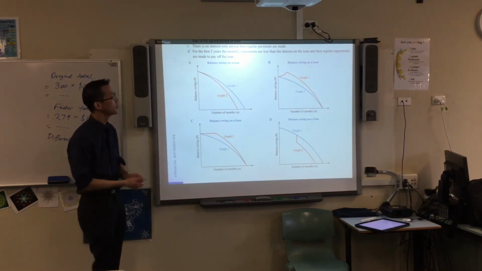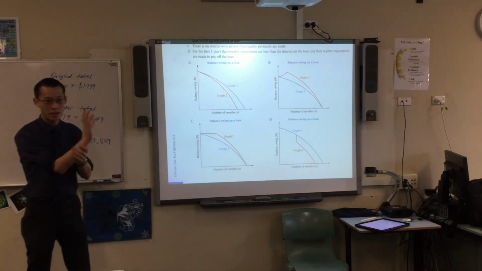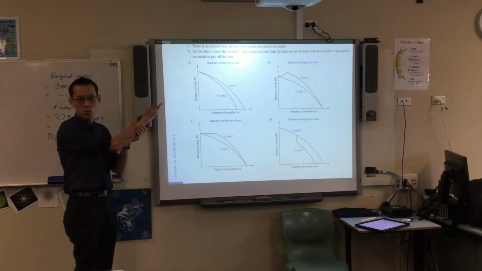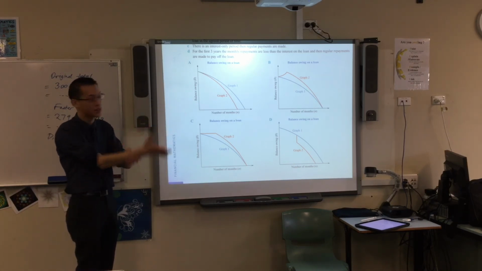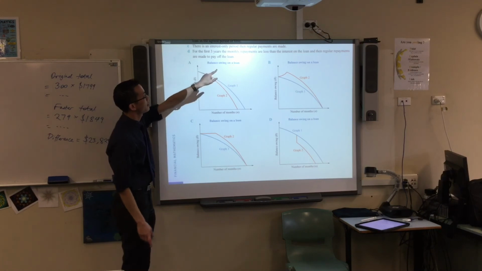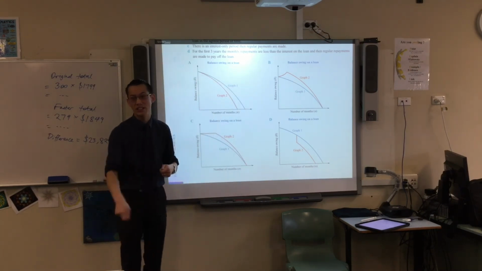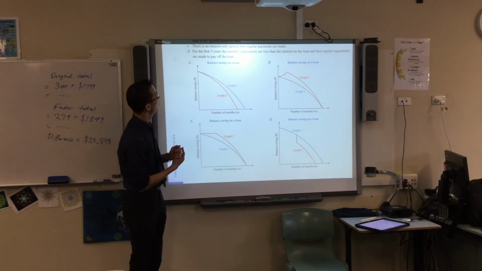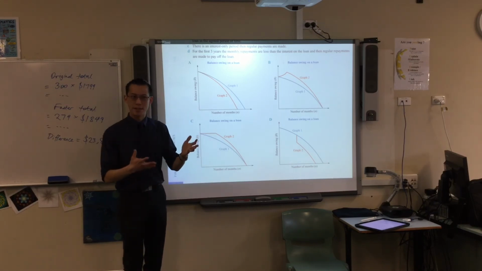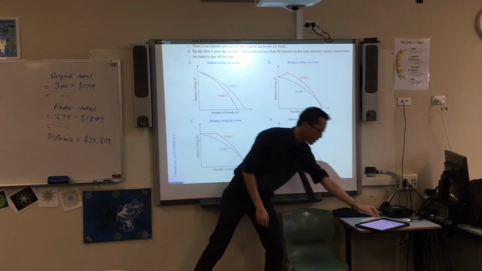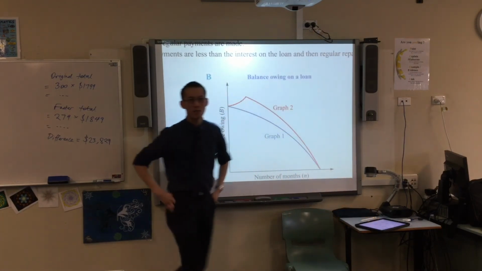Okay, last one, and then I'll let you have a go at these. And it's the last one, so the last graph anyway, so you know what the answer is. For the first 3 years, the monthly repayments are less than the interest on the loan. So this person is not actually successfully paying off what they agreed to. And then regular repayments are made. So can you explain to me why our last graph demonstrates that? What's going on?